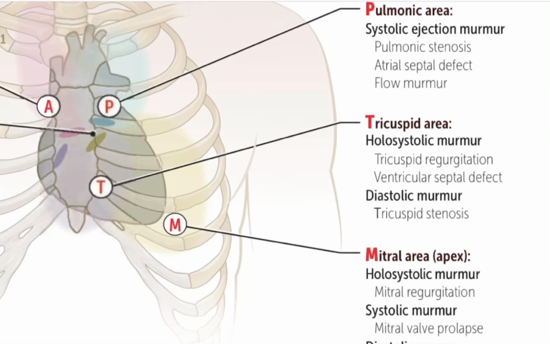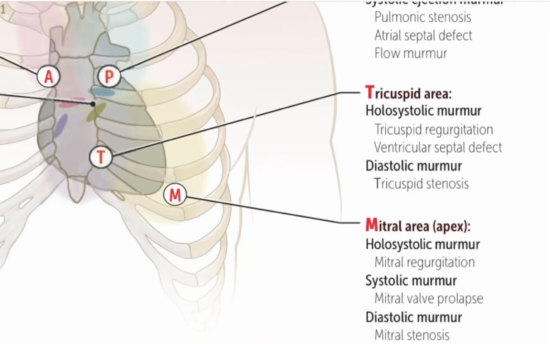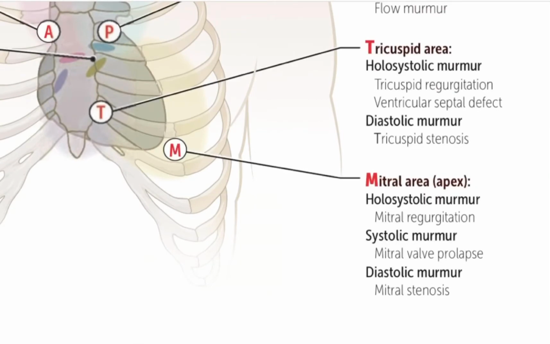Now the tricuspid area shows two types of murmur, that is holosystolic murmur and diastolic murmur. Holosystolic murmur is produced by tricuspid regurgitation and ventricular septal defect. Is this clear? And the diastolic murmur is produced by tricuspid stenosis. Am I clear?